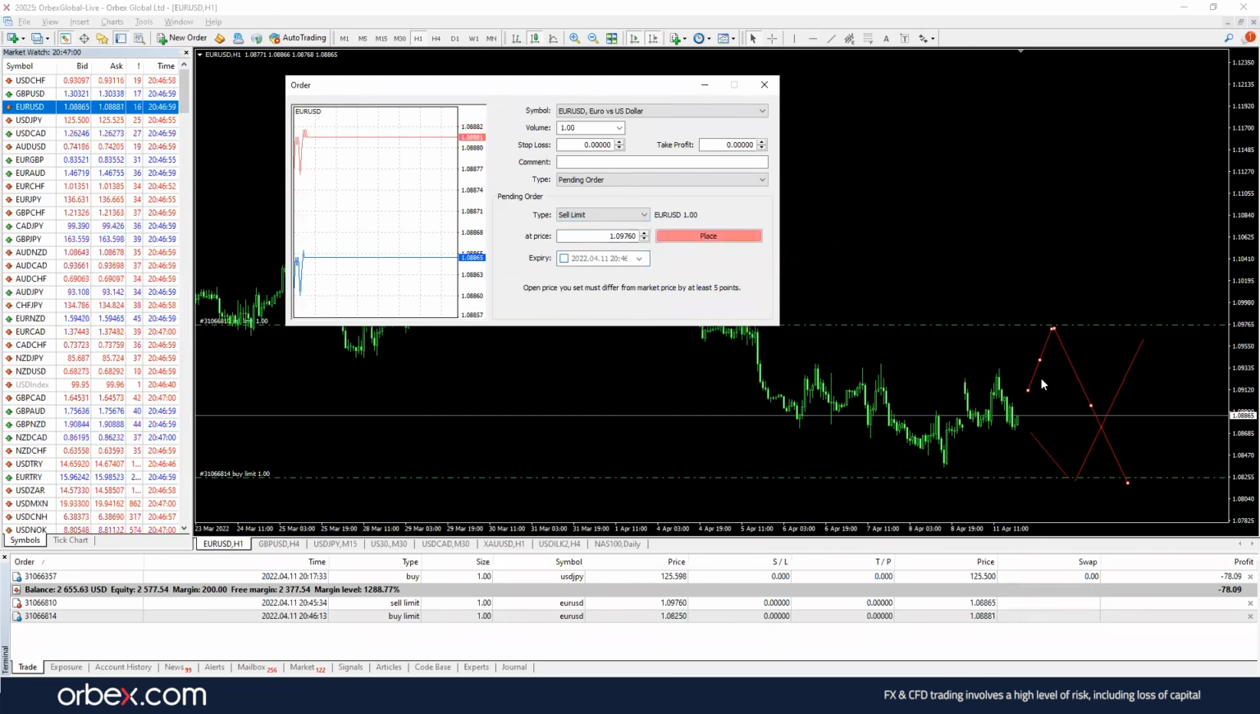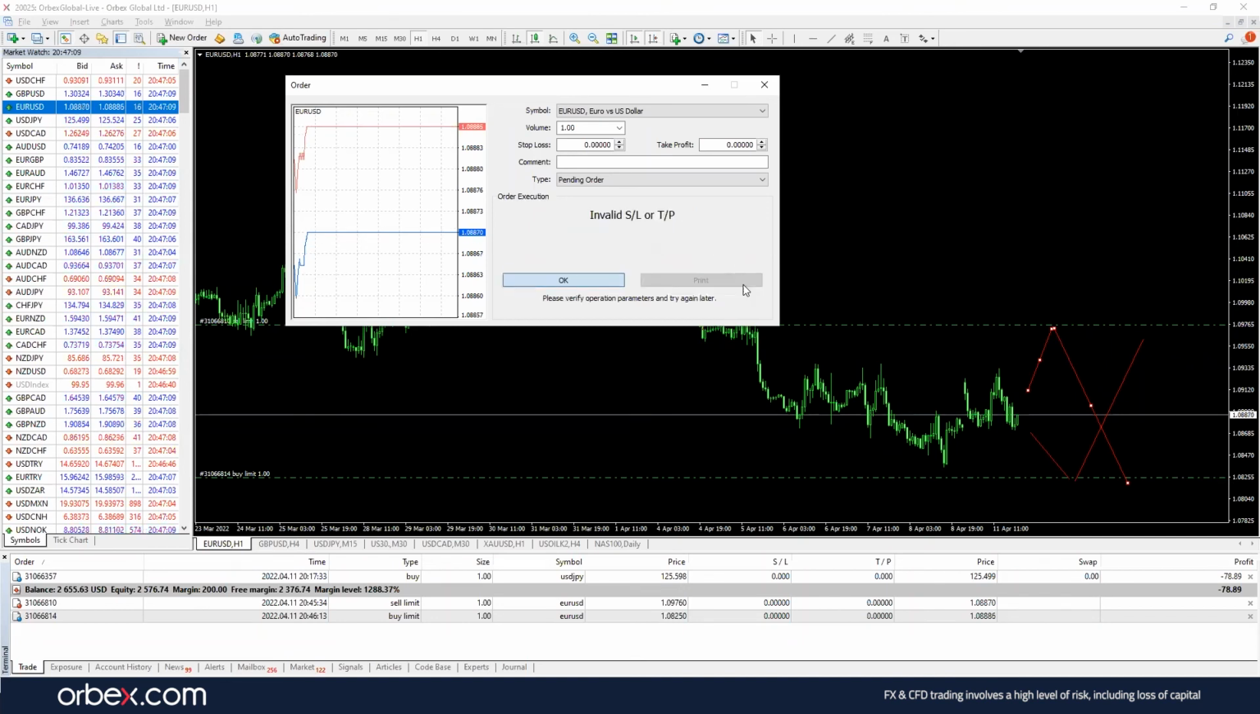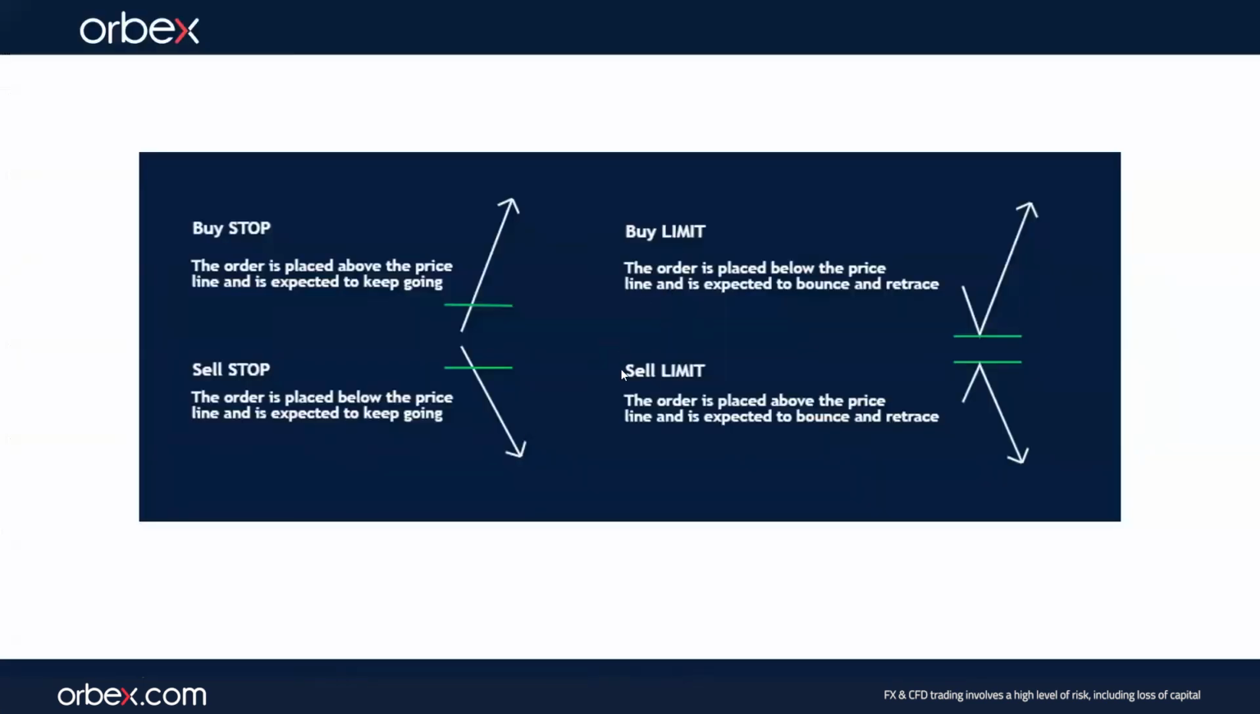And let's just take a look at sell limit. A sell limit needs to be placed above the bid line. So if I try and place it below, 1.08255, place, again, invalid stop loss and take profit because it has to be above the line there. So just keep that in mind when you are looking at pending orders, the correct way of setting the pending order, so you're not getting caught out and everything is fully transparent, so you're not missing anything.